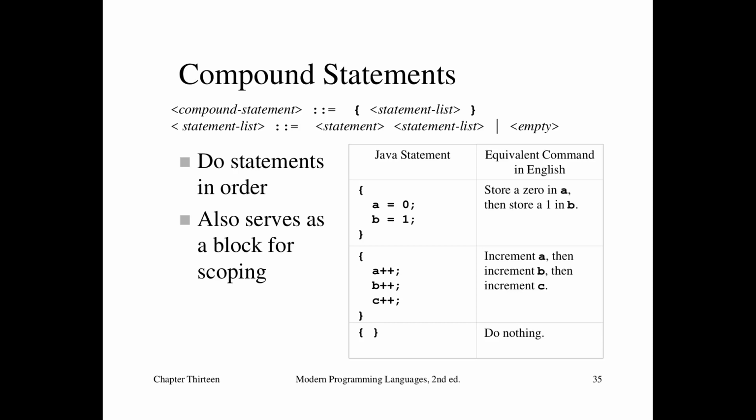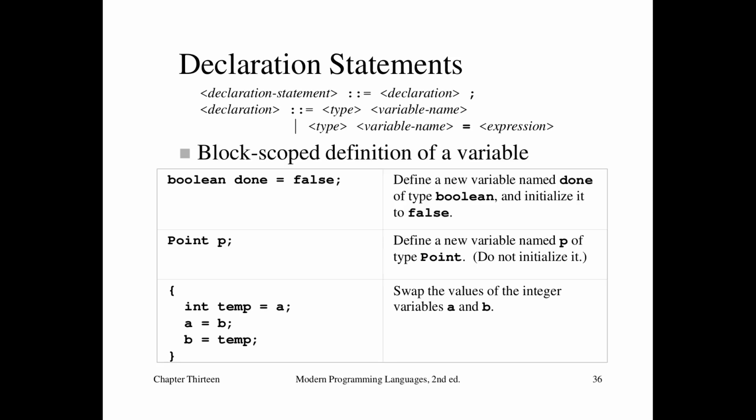We can think about this as a block statement, right? A compound statement is just a block statement. The block is defined by the curly braces, and anything inside of it is within that scope level. Here we have, for example, curly braces containing a bunch of increments, some assignments, or just nothing, and these are all legitimate things that we can do in Java.